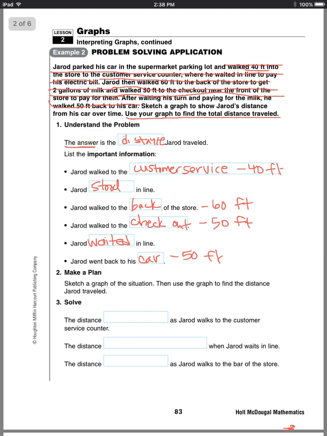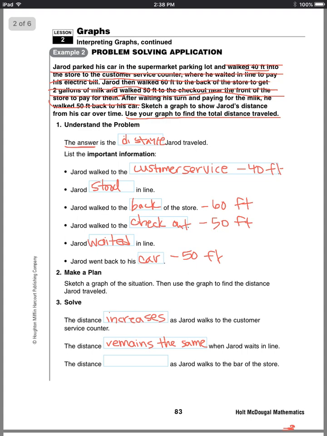have our numbers. So the distance increases as Jared walks to the customer service because he gets further from his car. If he gets further from his car, it increases. If it gets closer to his car, it decreases. The distance blank when Jared waits in line remains the same because he's not going anywhere.